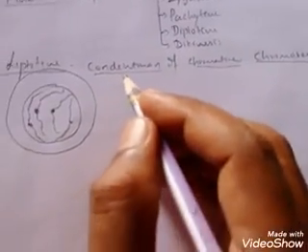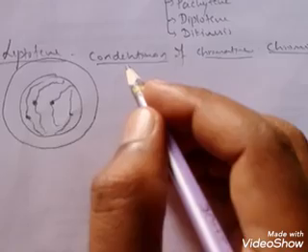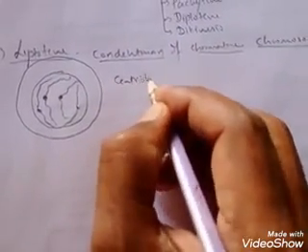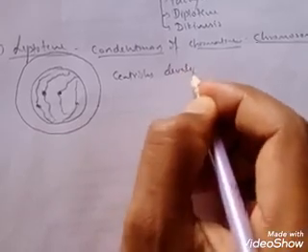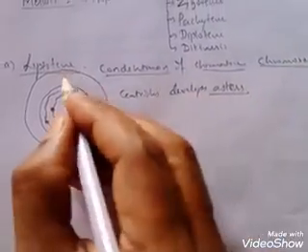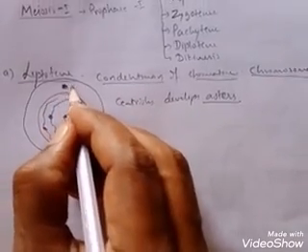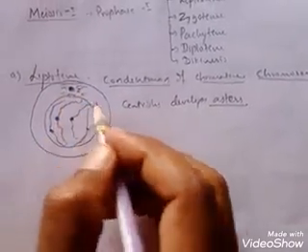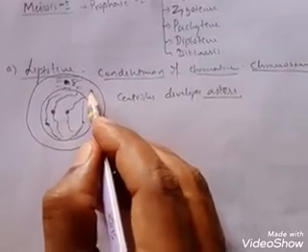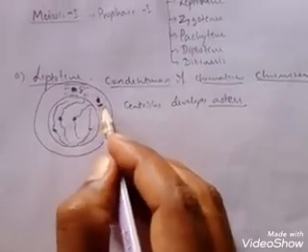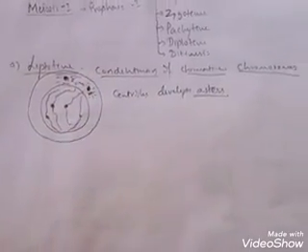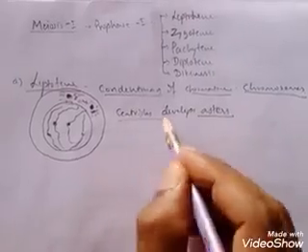you can observe here clearly the condensation of chromosomes. And next, the centrioles develop asters. Centrioles develop asters, right? So here you can show the asters, and the centrioles also divide and move towards the opposite poles. This is the movement towards the opposite poles, right? So this is the leptotene.